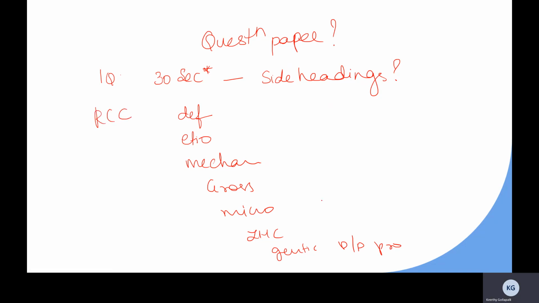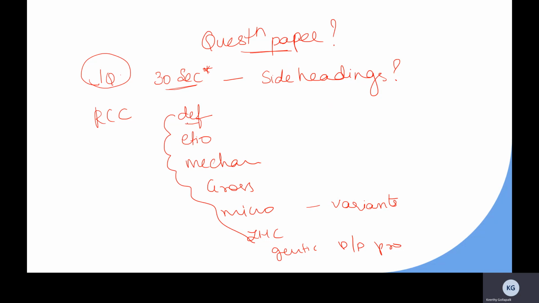Got it? And I'll add variants also here. So as soon as you get a question paper and you see a question, you should not start writing blindly. You should give 30 seconds to your brain to think what all side headings you want to keep. See, as an examiner, I am correcting your paper.